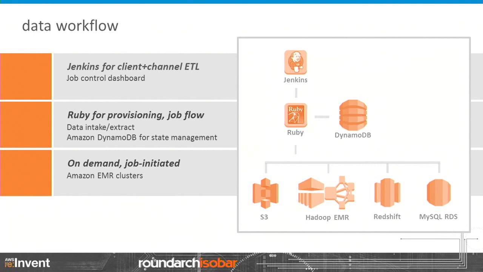Ruby is the scripting language that we use to actually do the work. You could go with anything. We went with Ruby because our needs were relatively simple. Most of the work being done was in SQL in Redshift. We use DynamoDB to do state storage for these jobs so that we know which jobs are running, how long they took, and various metrics such as that.